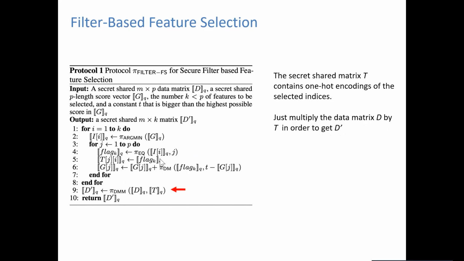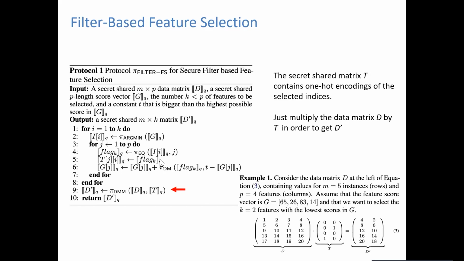And then in the end, what do you do? Essentially, you do some secure matrix multiplication here. I mean, you have the input matrix, which has all the features, all the instances, and then you multiply by this one-hot encode of the features that you selected in order to get the matrix D prime, which only has the columns that correspond to the features that you select.